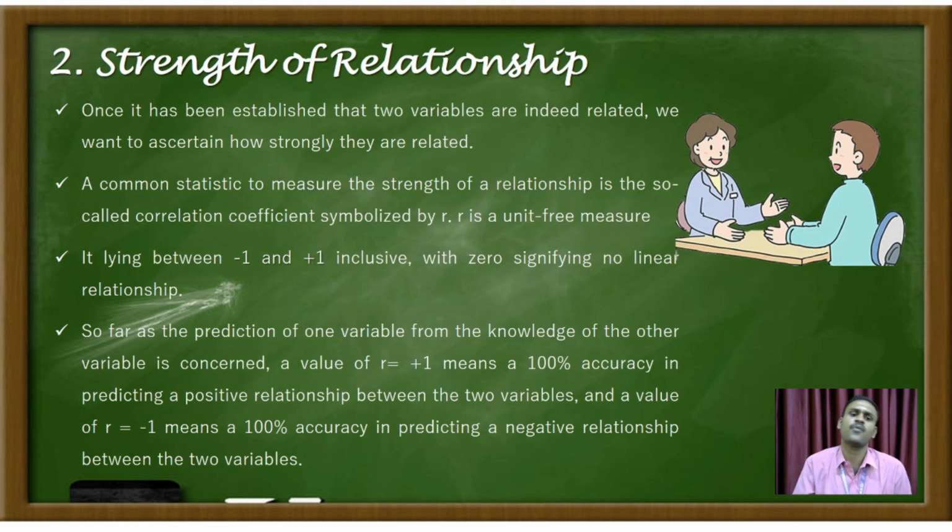So as far as the prediction of one variable from knowledge of the other variable is concerned, a value of R = +1 means 100% accuracy in predicting a positive relationship between two variables, and a value of R = -1 means 100% accuracy in predicting a negative relationship between two variables. For example, the more a person practices, the more likely the person is to win the running race or whatever the exam, everything will be positive. If the person is not studying at all, that person definitely might lose. There is also a relationship there. So positive extreme 100%, negative extreme 100%.